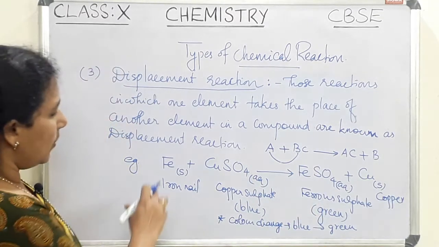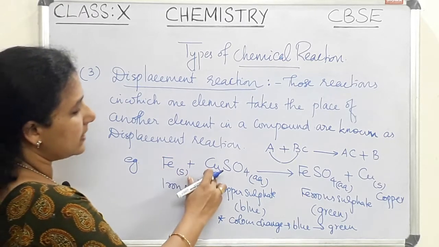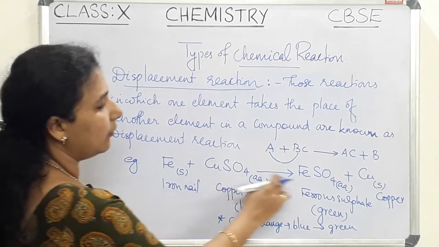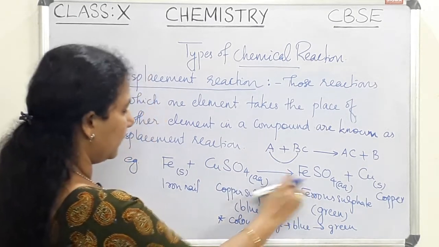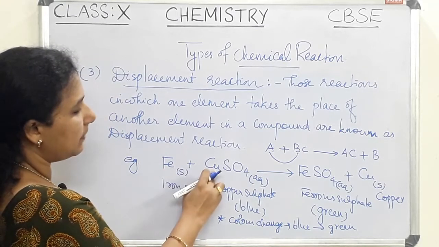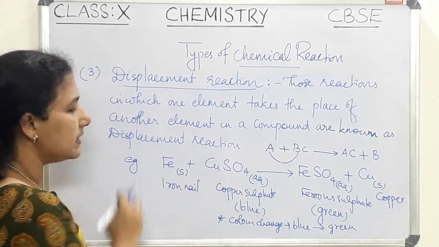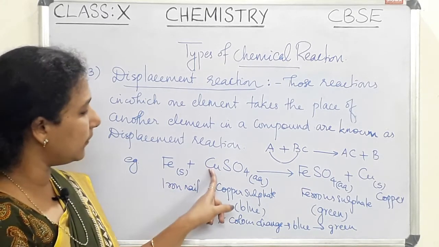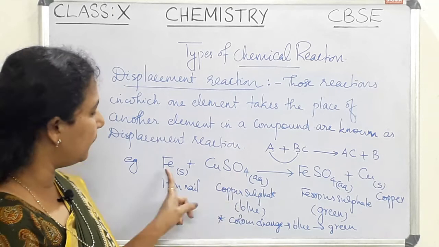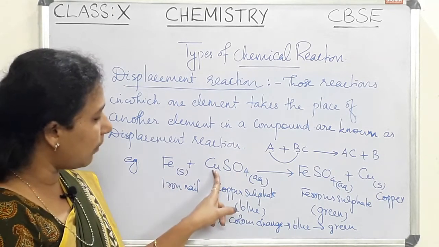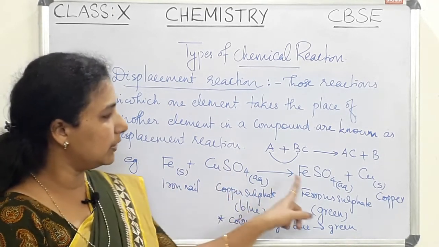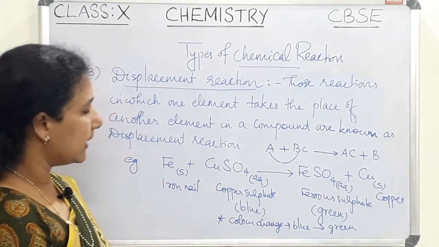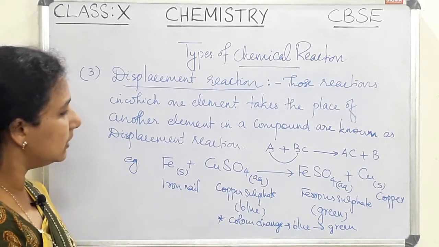So in this case, one element takes the place of the other. Here Fe takes the place of copper and forms FeSO4. So one element takes the place of another. That means a displacement takes place. So Fe displaces copper from copper sulfate, produces FeSO4 and Cu. So this is an example of a displacement reaction.